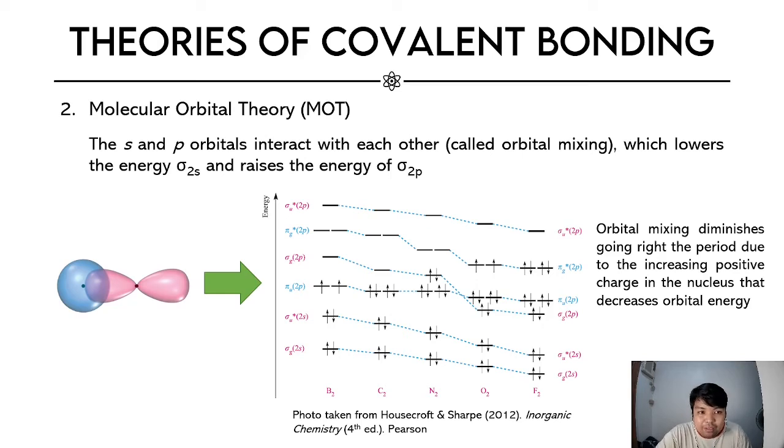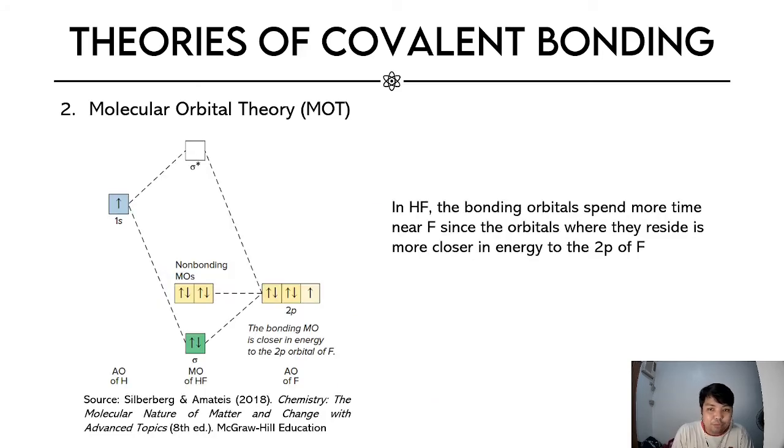So let's have an example wherein two atoms of different elements will form a covalent bond. So let's have HF. Now, this is the molecular orbital diagram for HF. Since in hydrogen, the 1s is significantly higher in energy than the 2p of fluorine, because hydrogen is a quite lighter element than fluorine, and it does not exert that much electrostatic attraction to its atomic orbitals.